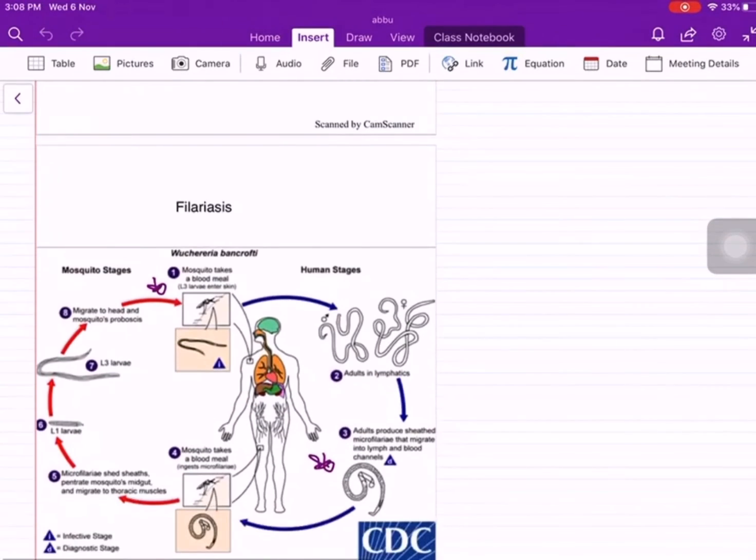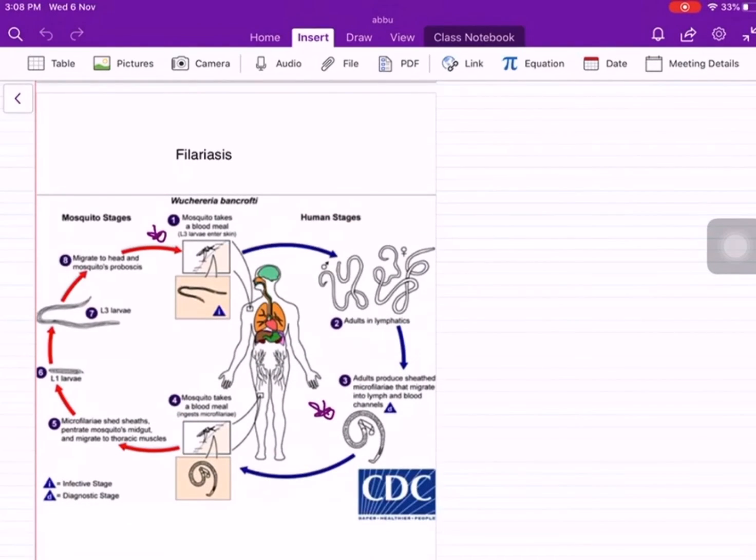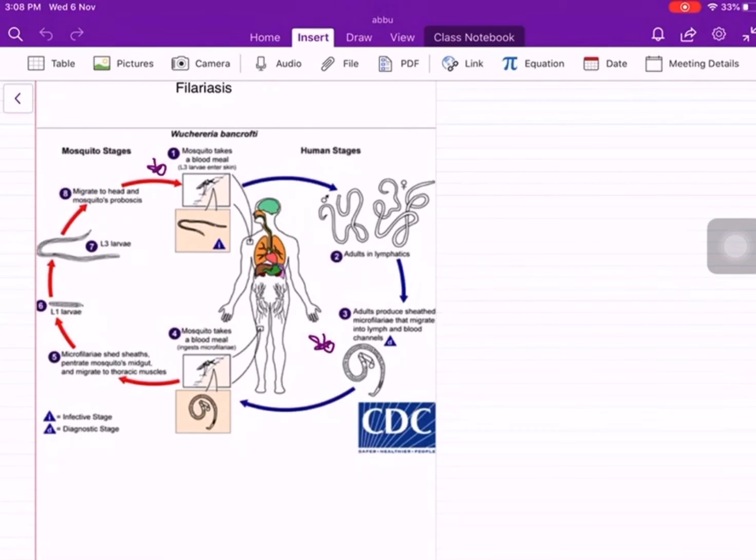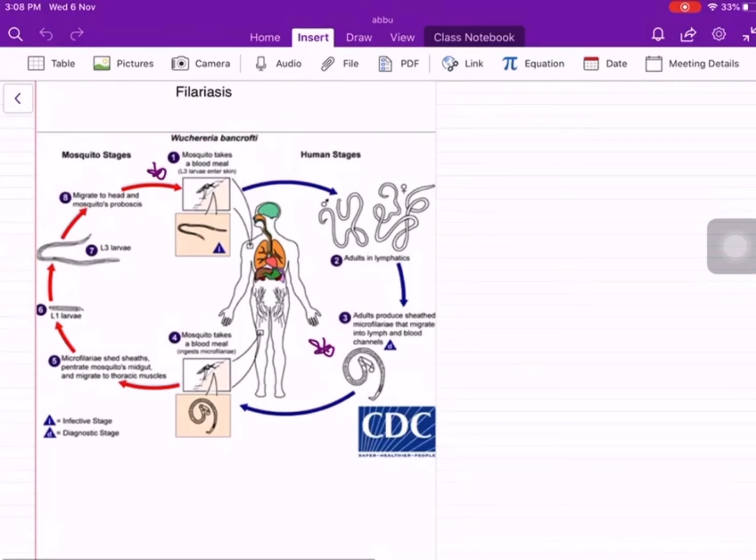So coming to filariasis. Filariasis is caused by Wuchereria bancrofti and Brugia malayi. So here the larval stage is the infective form, and the sheathed microfilaria that migrate into the lymph and blood channels is the diagnostic form. This is about filaria.